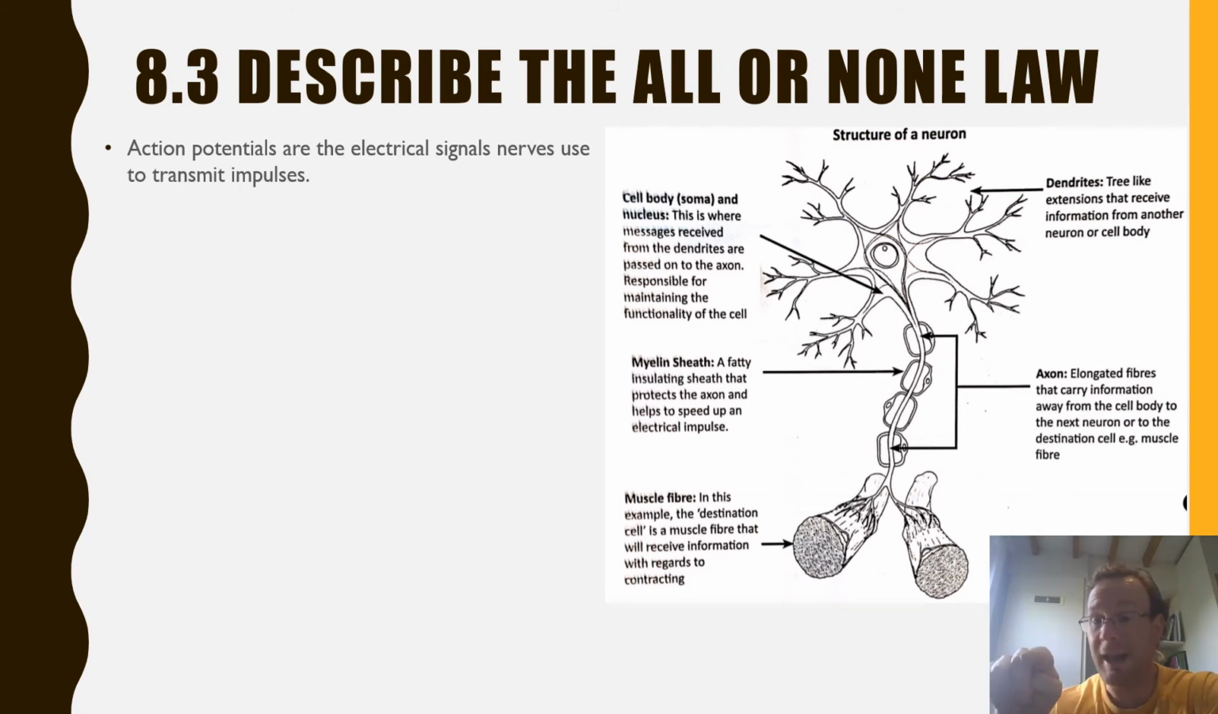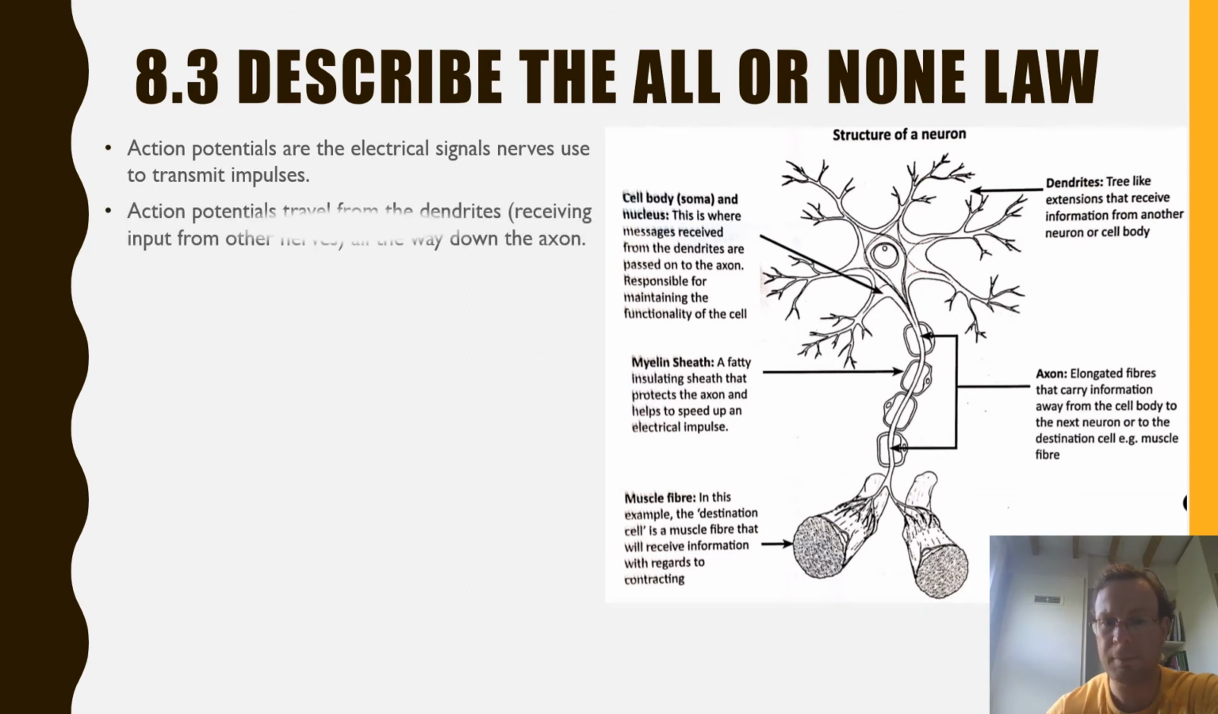So if I need to get a message to that little muscle fiber at the bottom, I need an action potential to have travelled from those dendrites all the way down the length of that nerve, down what's called the axon. You can see that there, the long bit of a nerve. So action potentials travel from the dendrites, where it's received that input, all the way down that axon.